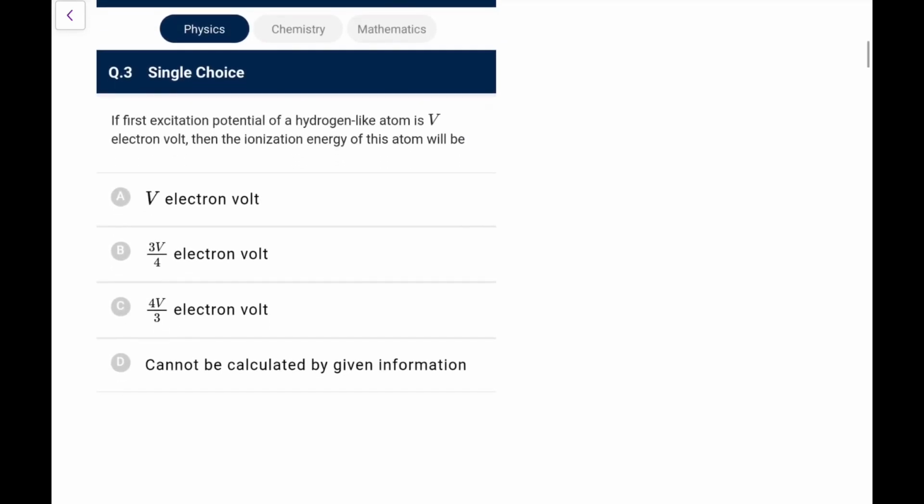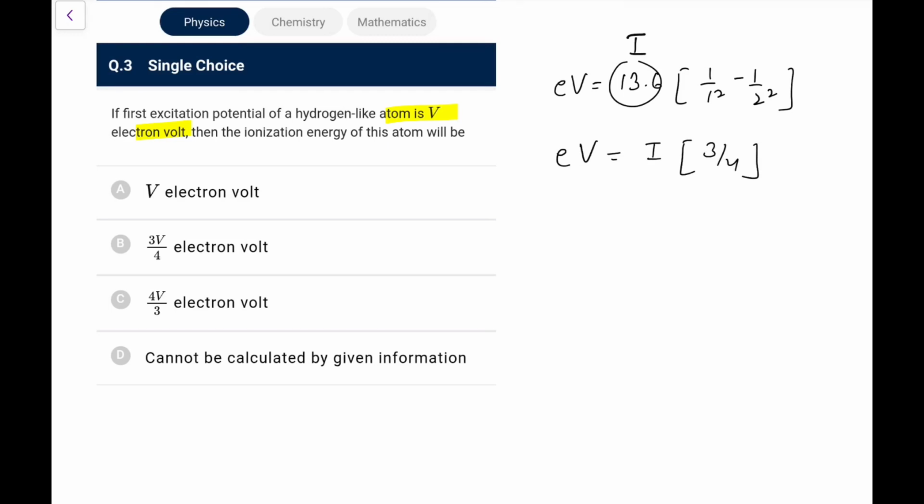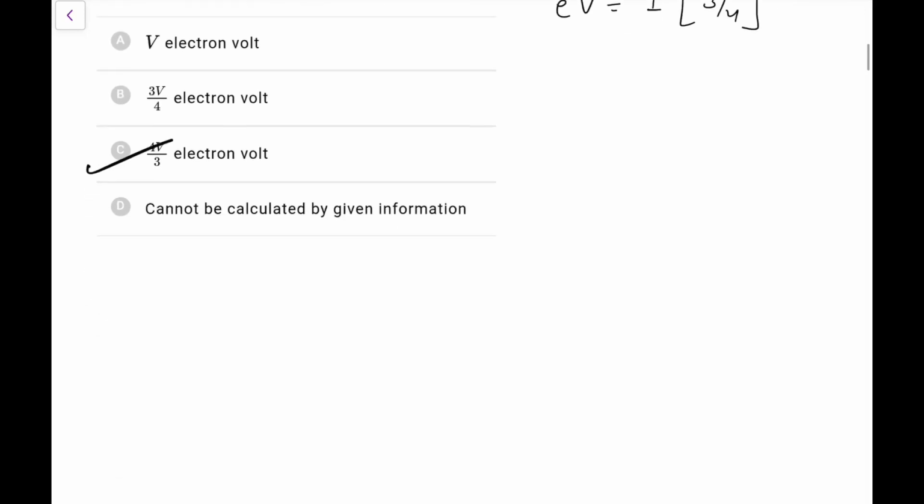Next, the first excitation potential of a hydrogen-like atom is V electron volts. Then the ionization energy is. Now, first excitation potential means eV is equal to 13.6 into 1 by 1 square minus 1 by 2 square. And the ionization energy, you can write it as I. So you can directly say I is equal to 4V by 3 electron volt. From this given information you can make it out.